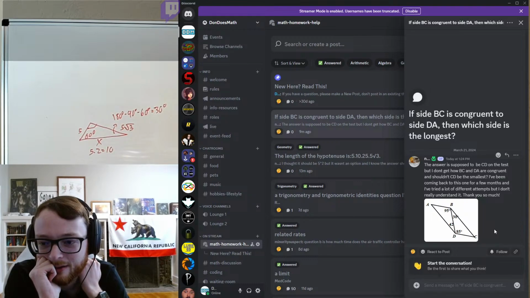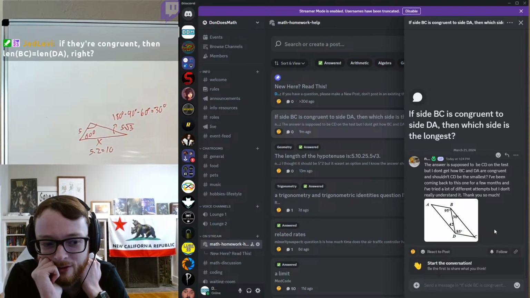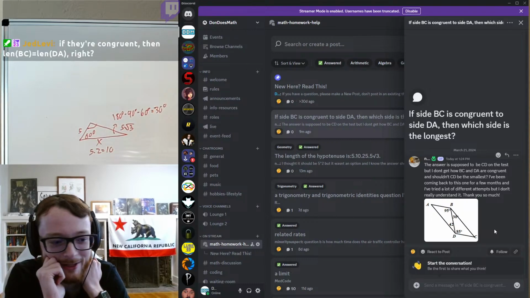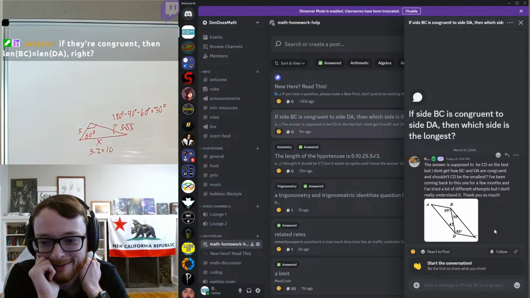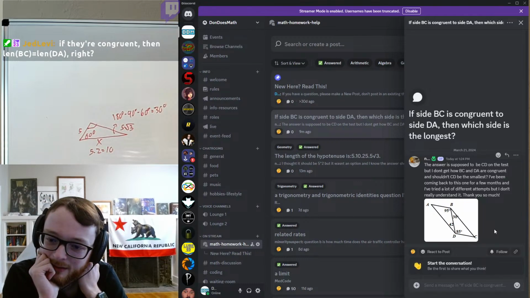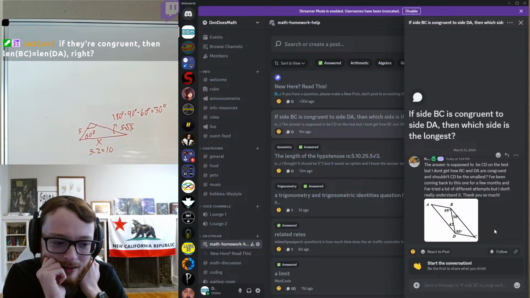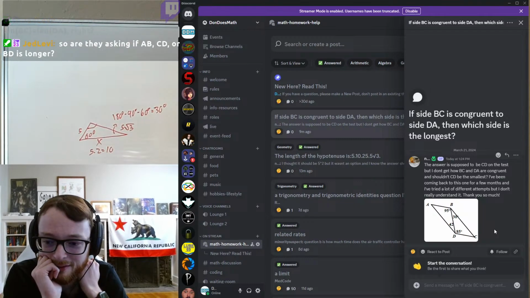Or wait. If side BC is congruent to side DA, they're equally long. Yeah, okay, Jed, you make a good point. Or do they mean... Or, yeah, they're talking about DA and BC, I guess, maybe. This is a very weird question.